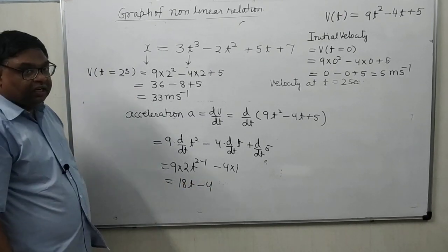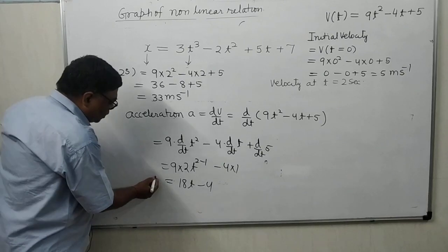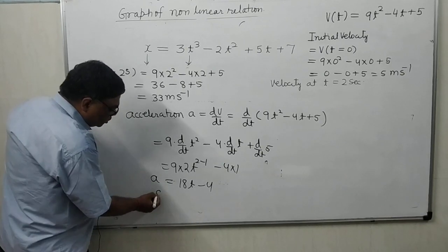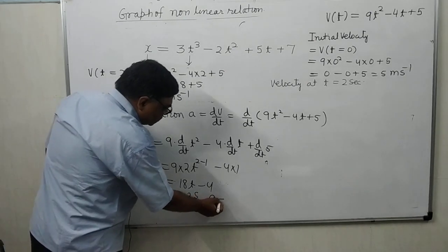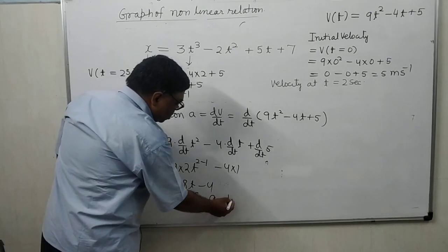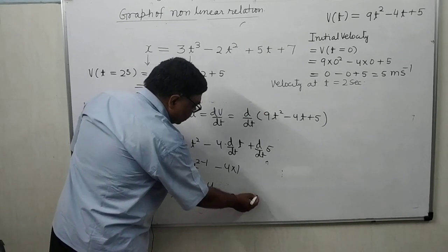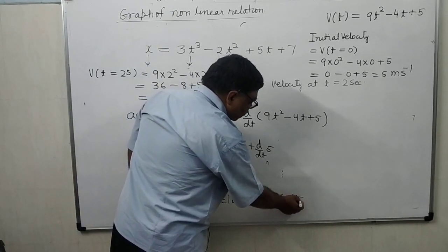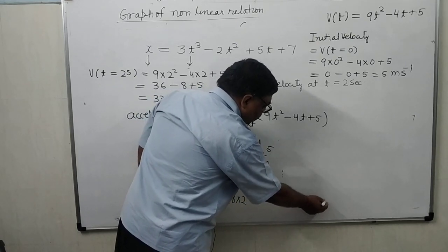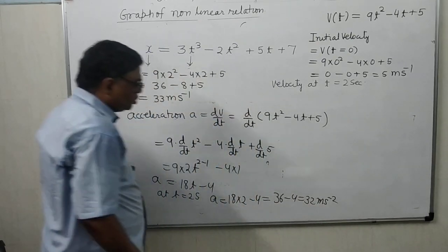What is t here? You have to find the acceleration at what time? At t equals to 2 seconds. So at t equals to 2 seconds, what is acceleration? That will be equal to 18 into 2 minus 4. That is 36 minus 4. That is 32 meter per second square. You see once again.